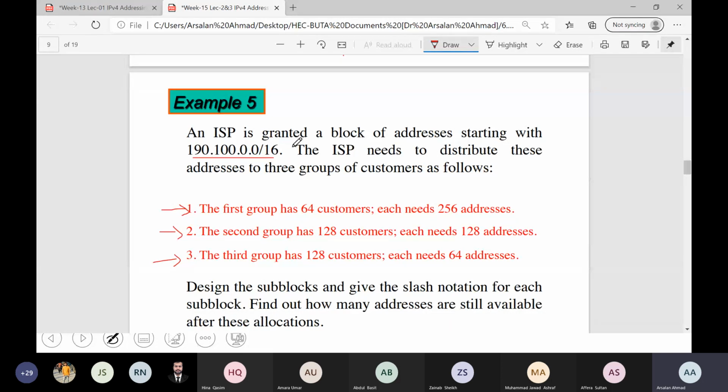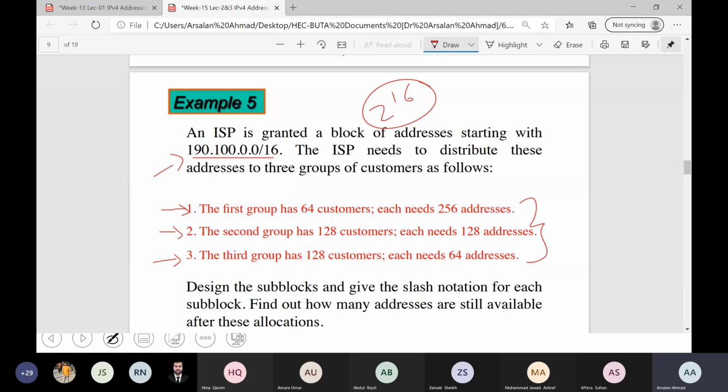190.100.0.0/16, and then you have the ISP. This is the address block bought by the ISP. So for instance, Neatel has bought this block. So the range is from 0.0 up until 255.255. 2 raised to power 16 addresses are there. You have to divide these 2 raised to power 16, 65,536 addresses, among these 3 ranges of customers.